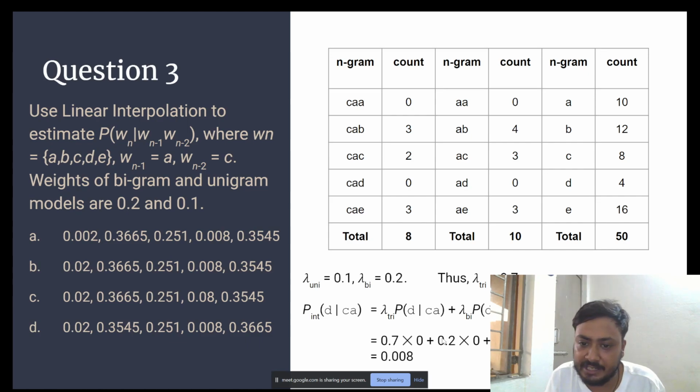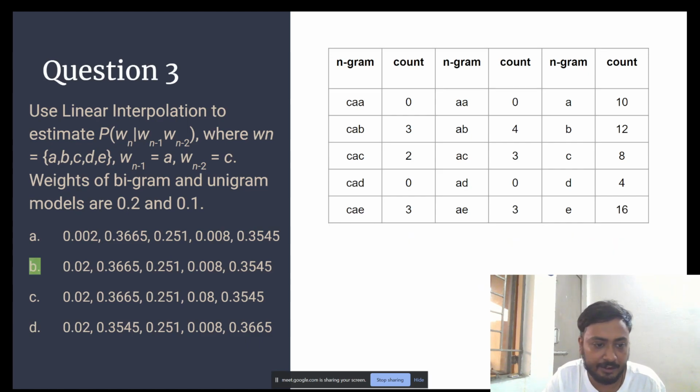For D given CA, we again have the zeros. And finally, this is E given CA. So that is how we are coming to these possible values 0.2, 0.3665, 0.251, 0.08 and 0.3545. So that is the option B.